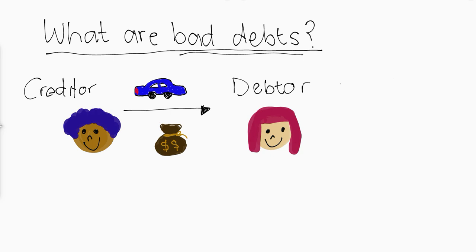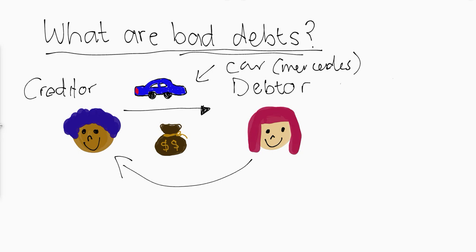So you will have a creditor who, for example, loaned a car to the debtor. For example, this is a car that the debtor bought on credit. Let's say it's a Mercedes Benz. Doesn't look that good, but let's say you bought a Mercedes on credit. Now you need to pay back the money to the creditor. A bad debt essentially is when a person does not have sufficient funds to settle the debt.